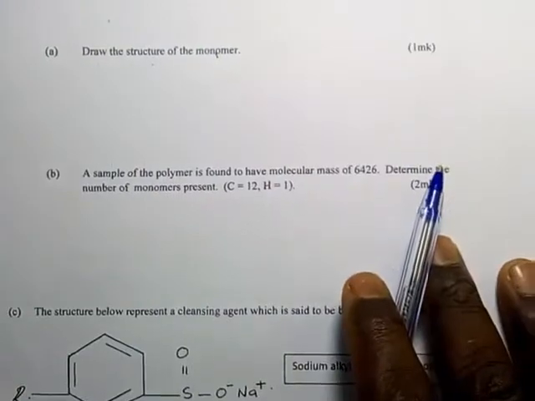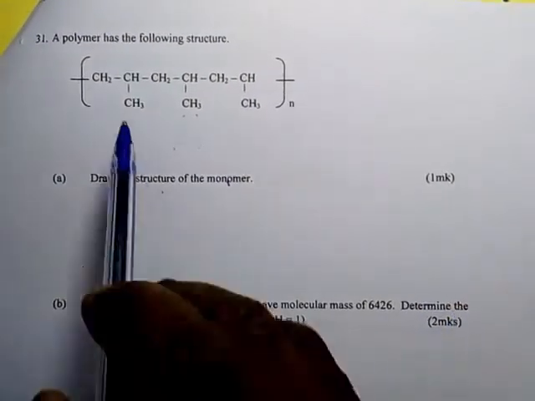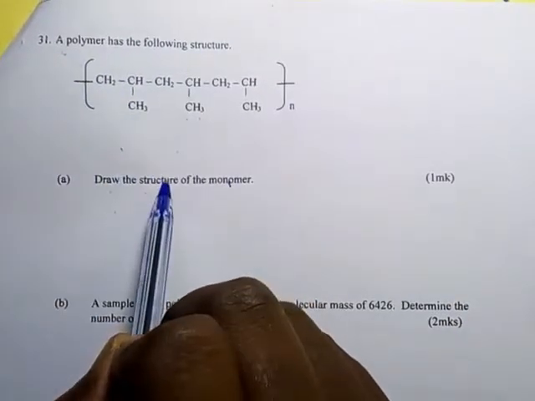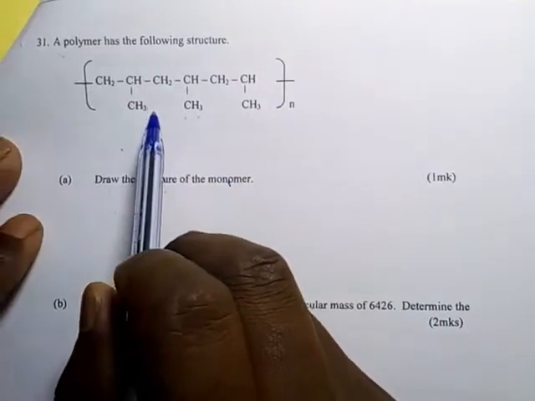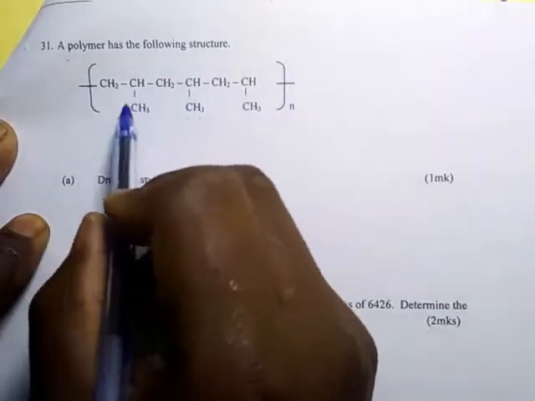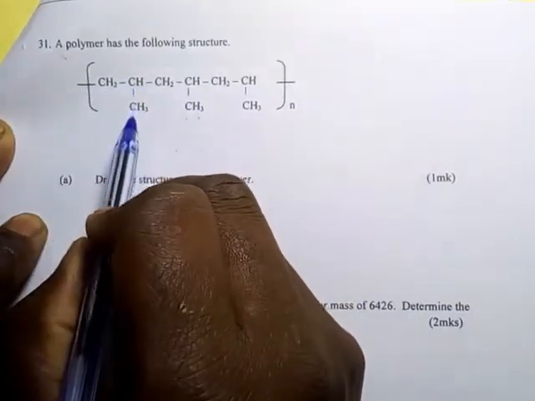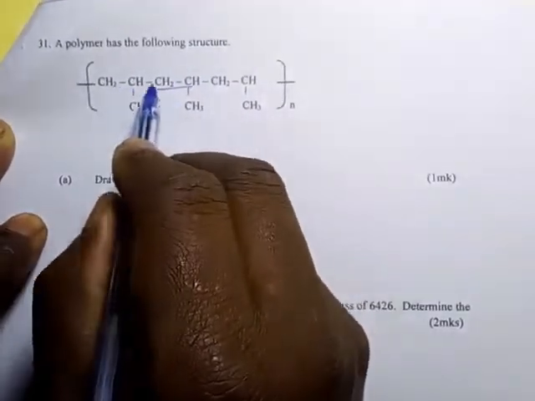So when you want to determine the structure of a monomer from a polymer, what you look at is the repeating unit. In that polymer, what is repeating itself? So let us look at the repeating unit. CH2, CH, and so on. You see from here up to here, it starts repeating itself.